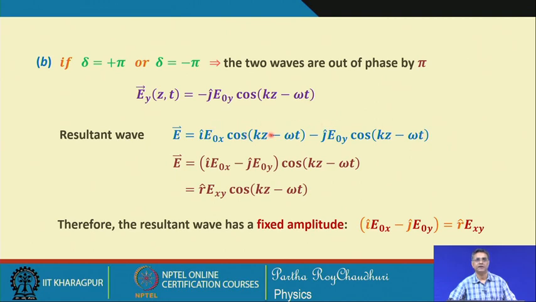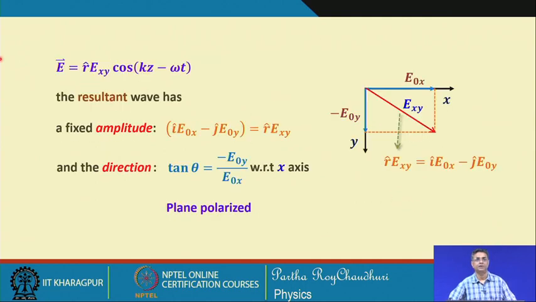Now, because cos(kz − ωt) is the factor appearing in both the terms, you take it out as a common bracket and you can write the amplitude part like this: i E0. So again you get a fixed amplitude, which is again along the resultant unit vector E_xy. So the resultant wave has a fixed amplitude E_xy.